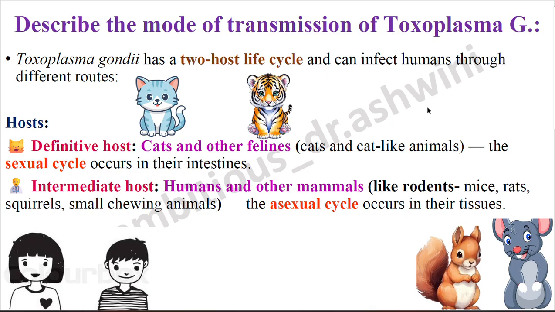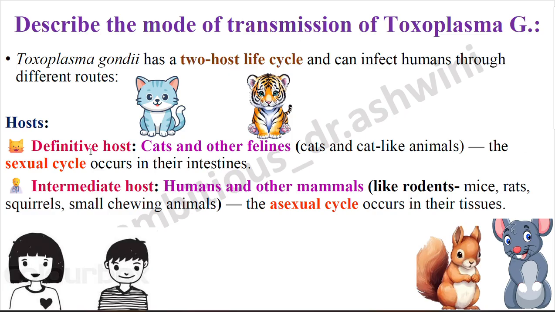Now we will see the mode of transmission of Toxoplasma gondii. Toxoplasma gondii has a two-host life cycle and can infect humans through different routes. The hosts are definitive host and intermediate host. Definitive hosts are cats and other felines. Cats and cat-like animal, which means felines.